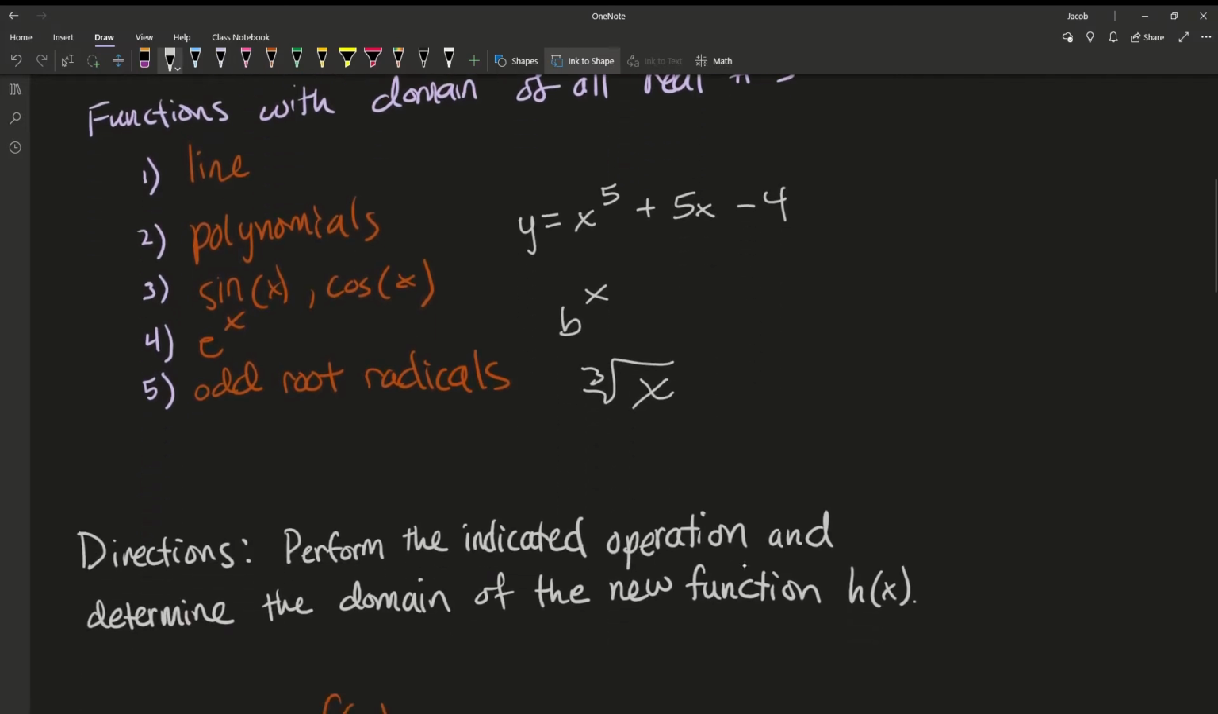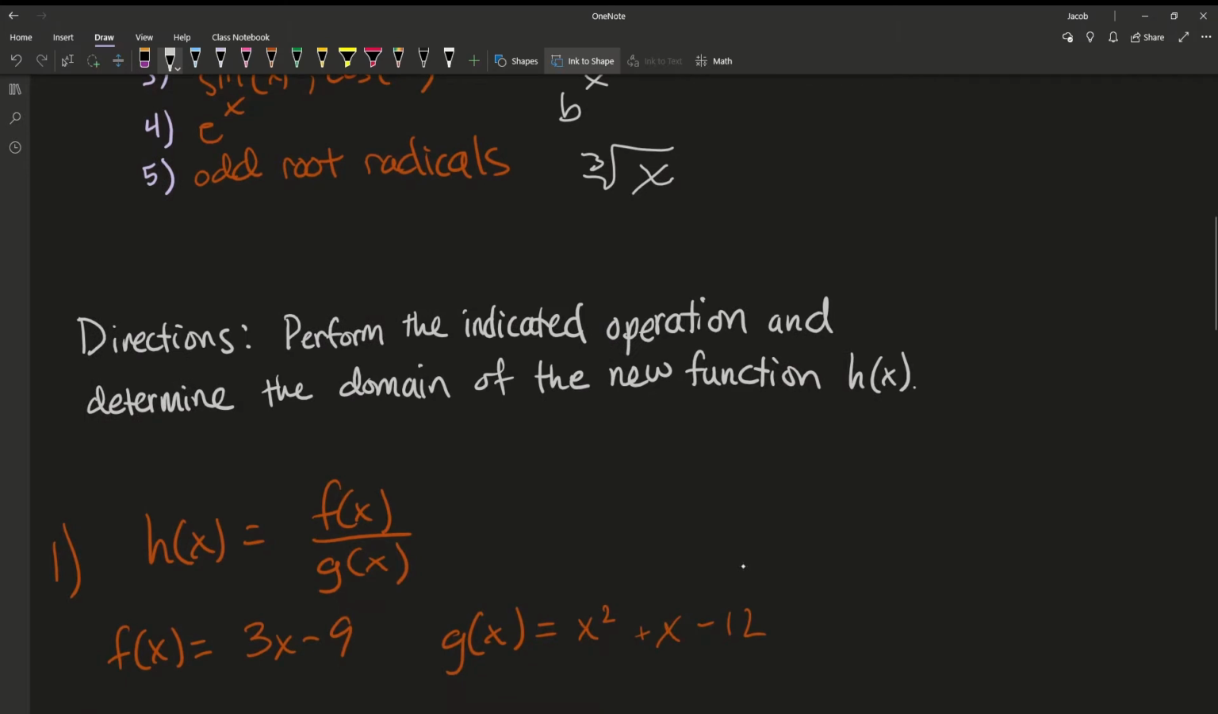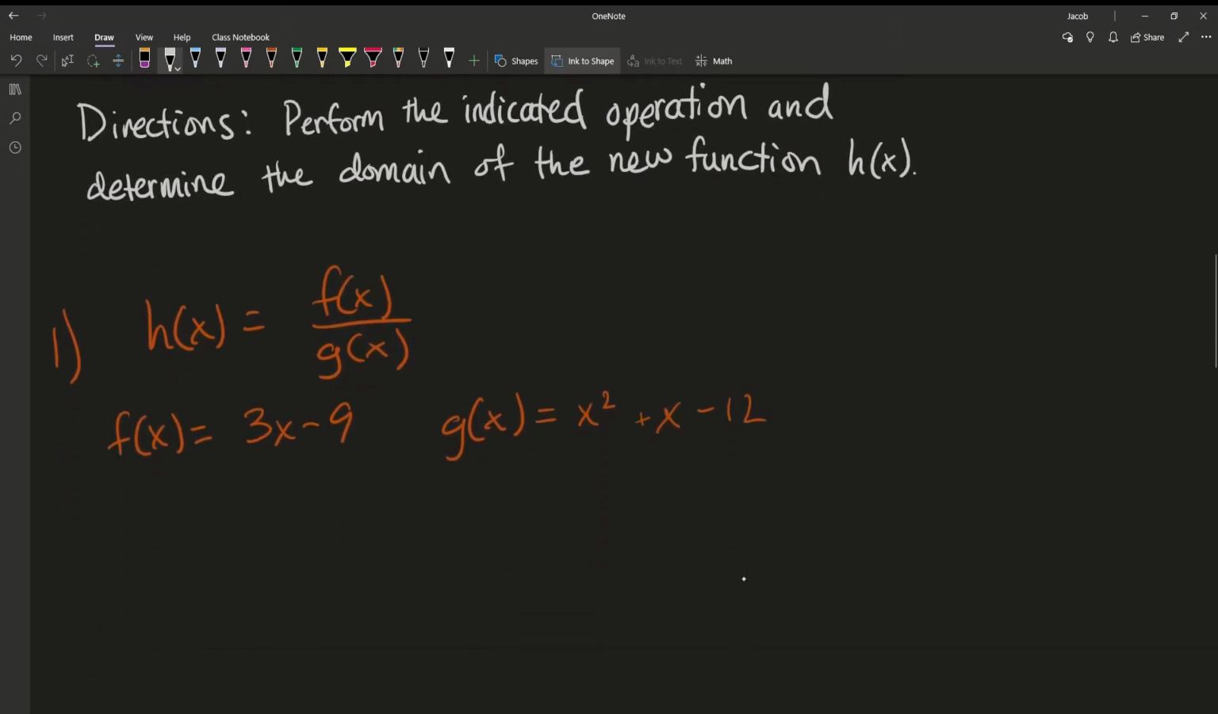So we'll keep that in mind as we tackle the questions this week in quizzes. Our directions here are to perform the given operation and then determine the domain. To start these off, we have to first understand the setup of these functions with function notation, and write h of x with our specific functions. So we've got 3x minus 9 in the numerator and x squared plus x minus 12 in the denominator.